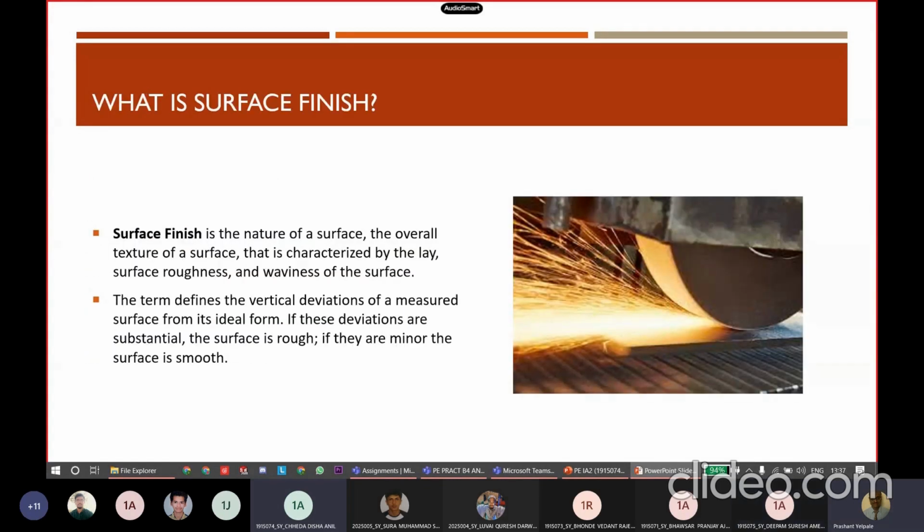So what is surface finish? It basically is the nature, the overall texture of the surface that is characterized by the lay, surface roughness and waviness of the surface. It can be defined as the vertical deviations of a measured surface from its ideal form. So if these deviations are substantial, then the surface is rough, and if they are minor, then the surface is called smooth. Surface finish is also referred to as surface texture or surface topology.